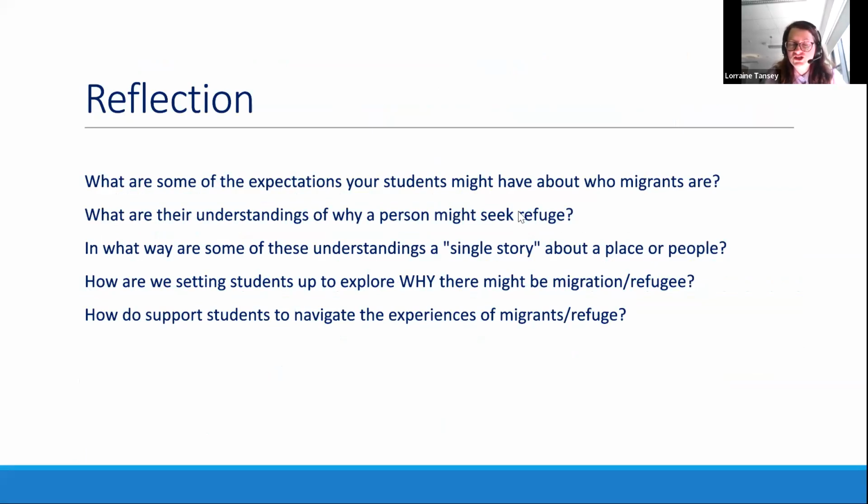So what are the expectations that they might have of migrants? What are their understandings of why a person might seek refuge? Do they think simply, oh, they just came here for a better life? And we've seen that in some of the resources where it's simplified. People have come to Ireland for a better life. So in next week's session, and especially in week 3, we're really going to unpack that, people. Let me tell you something. We are really going to unpack why a person might come here.